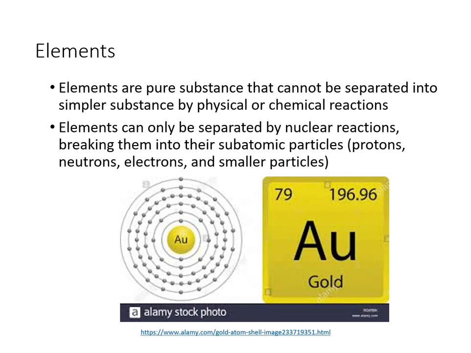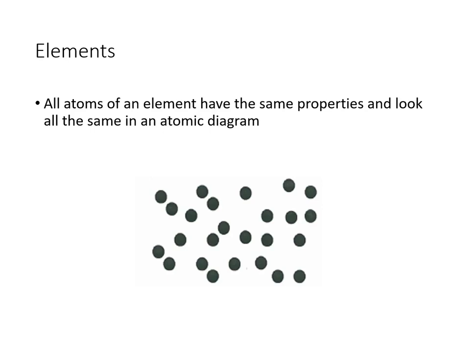It would all look like the picture on the left, with the nucleus and all the electrons on the outside. All atoms of the same element have the same physical and chemical properties. You cannot break apart that atom unless you have a nuclear reaction. All atoms of an element have the same properties and they all look the same in an atomic diagram. So in that picture, they're all just little black dots. That's all one type of thing. So that's an element.